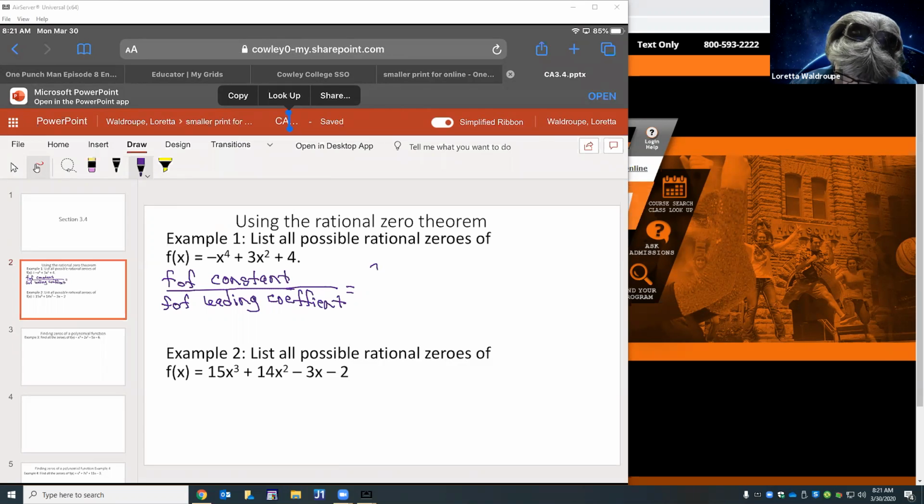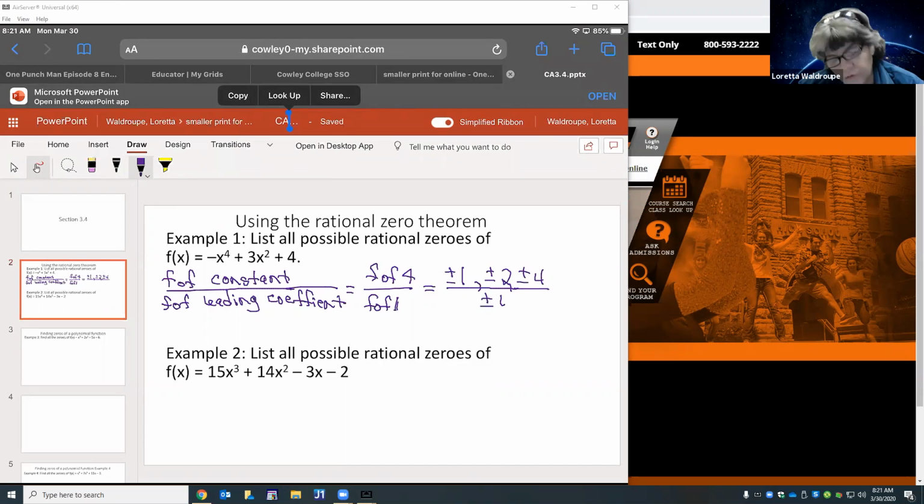So my constant is 4, and my leading coefficient is 1. Okay, so what can you multiply to get 4? Well, you can do 1 and 4, or you can do -1 times -4. So when you're looking at these factors, you're always going to say plus or minus. So for 4, it can be 1, 2, and 4. For 1, it's just 1.